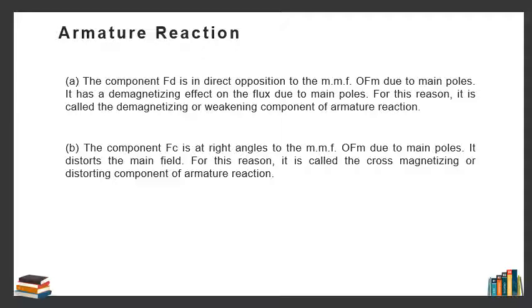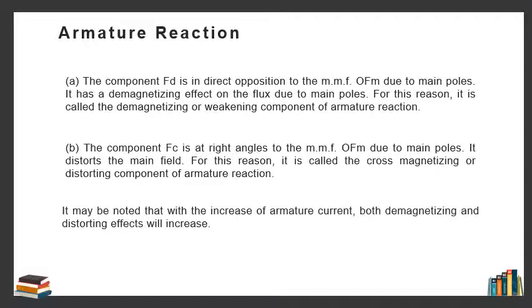It means FD will be called the weakening component of the armature reaction and FC will be called the distorting component of the armature reaction. So it may be noted that with increase of armature current, both demagnetizing and distorting effects will increase.